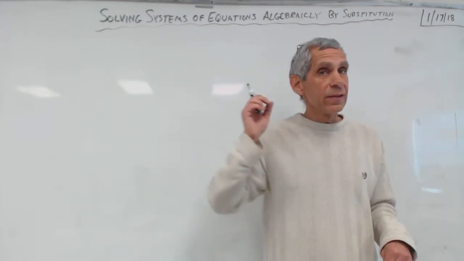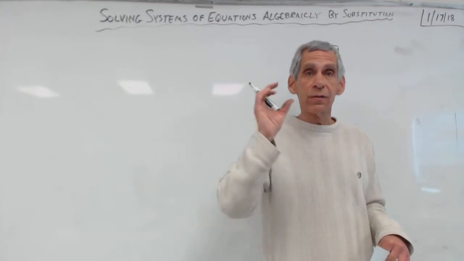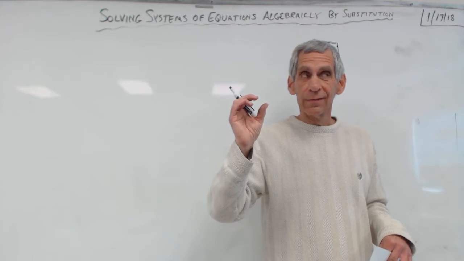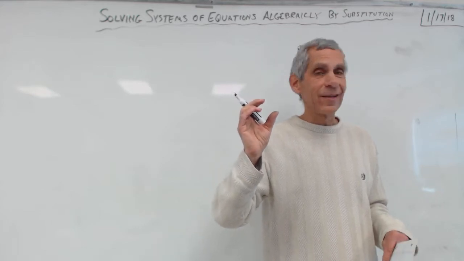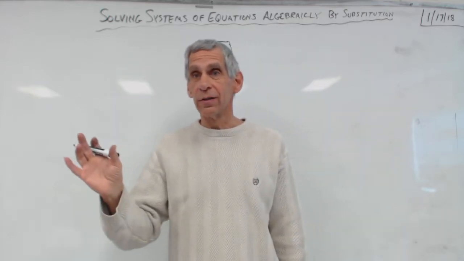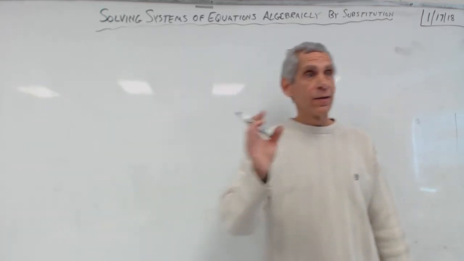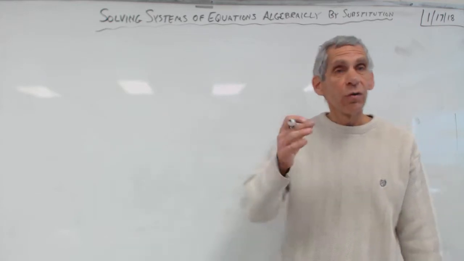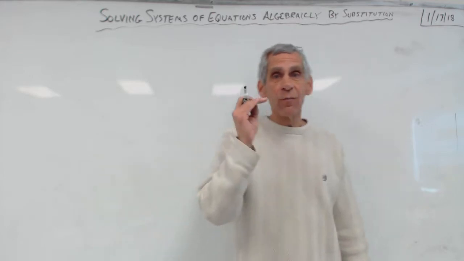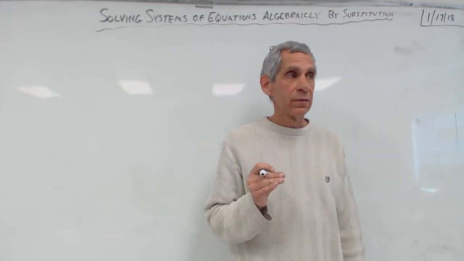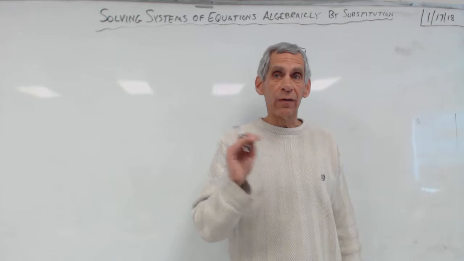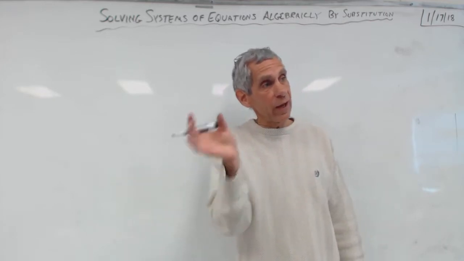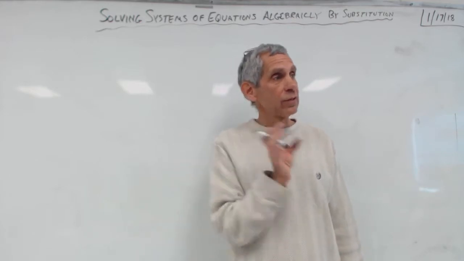So systems of equations means what? Systems of equations versus an equation. It's more than one equation. Exactly. So, if you have more than one equation and you have two variables, you have to have two equations, right? In order to solve them.